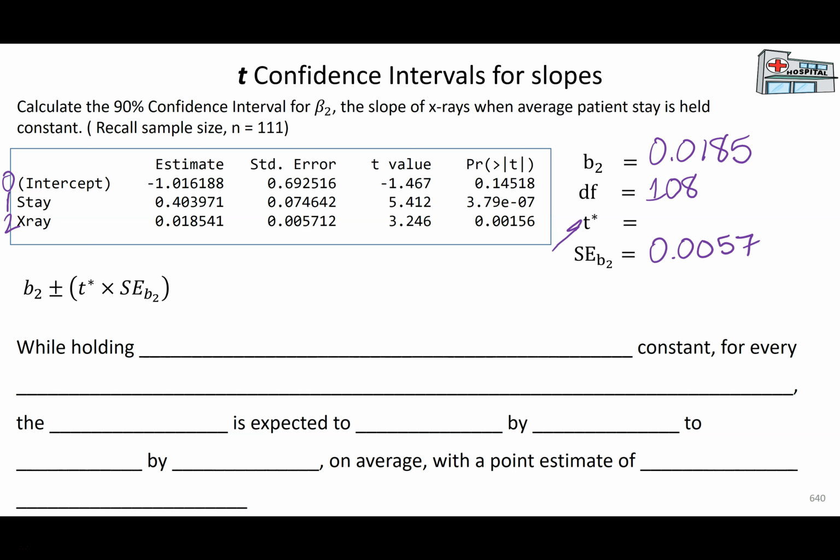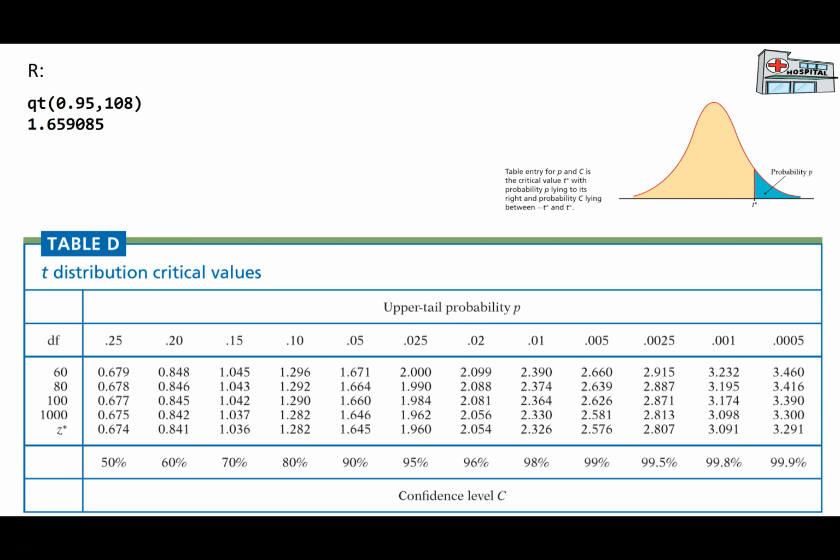And then this part, you can use a t-table or you can use R. R is really handy because it'll give you an exact t-star. I'm going to show you what I mean by that. So here we want a 90% confidence interval from that last slide. Our degrees of freedom are 108. The percent confidence we have tells us which column to use. So percent confidence, 90%. Degrees of freedom, 108. I'm going to look in these rows. Well, there isn't a row that corresponds to 108.